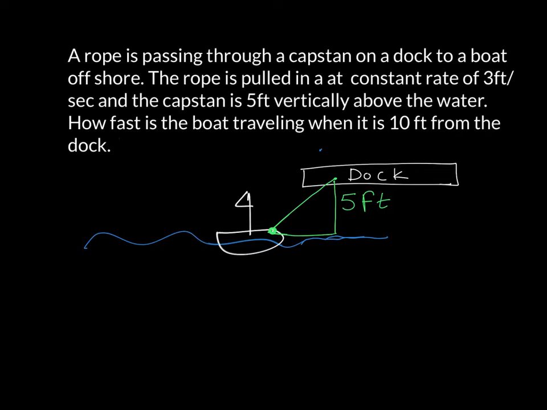Now let's go back and write down what we know. Again, what are we given? I know that the rope is being pulled, so we need to give this some variable. We're just going to call that, in this case, R. The bottom of my triangle, I'm going to call X. The rope is being pulled at a constant rate of 3 feet per second. So we know that dr dt is 3 feet per second.